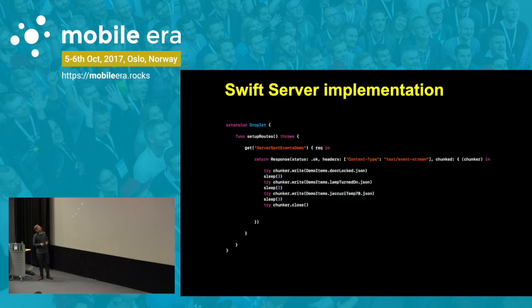So we built a small demo server that runs on Swift. And it's really easy when we are doing Swift server, because we can share actual models with the app. So we had all the structures. So here it's sending just a door locked event, then it waits 3 seconds, then it sends a lamp turned on event, waits 2 seconds, and then sends a jacuzzi temperature reach 70 event. 70 might be a little high, I hope that's Fahrenheit or something. And then it closes the connection.